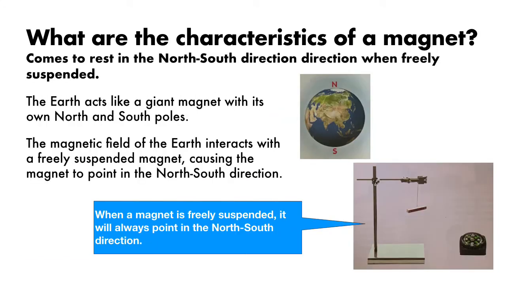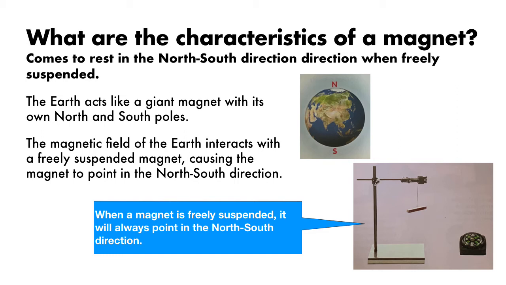So when we come to another characteristic of a magnet, when you hang a piece of magnet, when it's freely suspended, that means you hang a piece of magnet on a string, the magnet will come to rest in the north and south direction. That means it will just swing around until it comes to the north and south direction. Why? Because the earth itself is like a giant magnet.